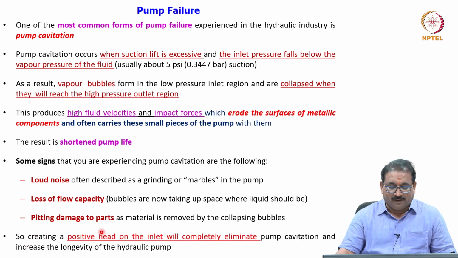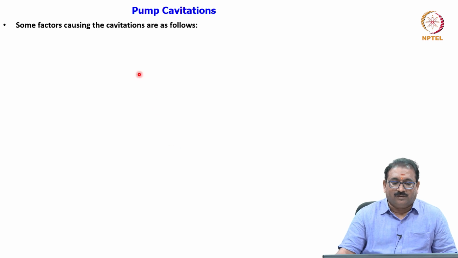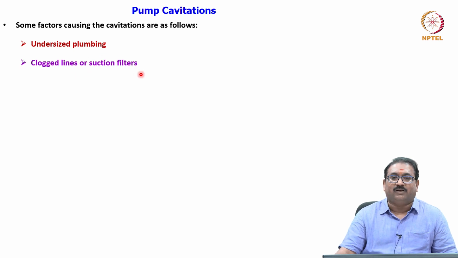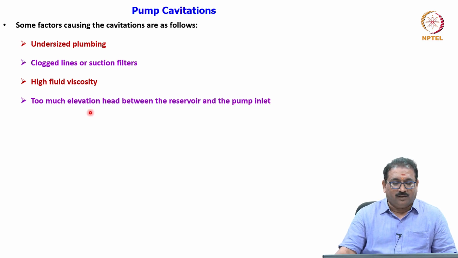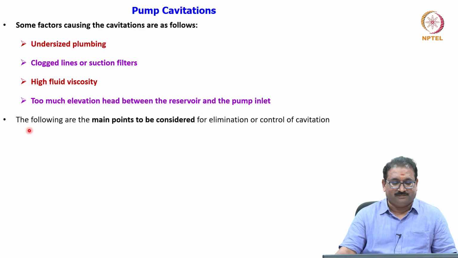Creating a positive head on the inlet will completely eliminate pump cavitation and increase the longevity of the hydraulic pump. I will show you some of the factors causing cavitation apart from what I have discussed: undersized plumbing, clogged lines or suction filters, high fluid viscosity, and too much elevation head between the reservoir and the pump inlet.